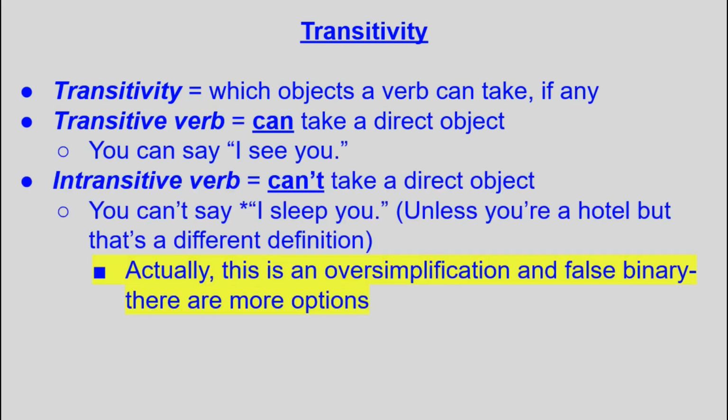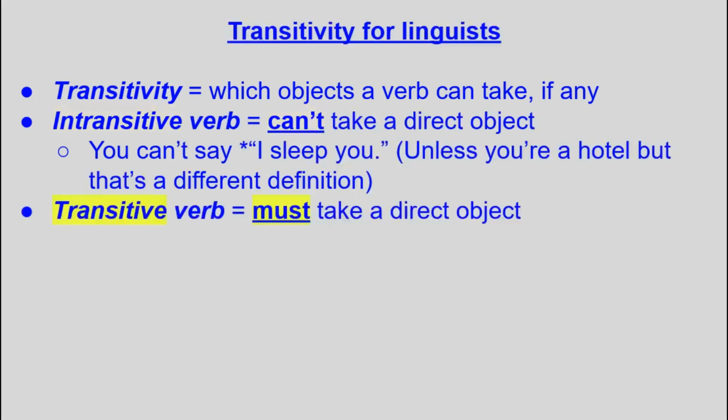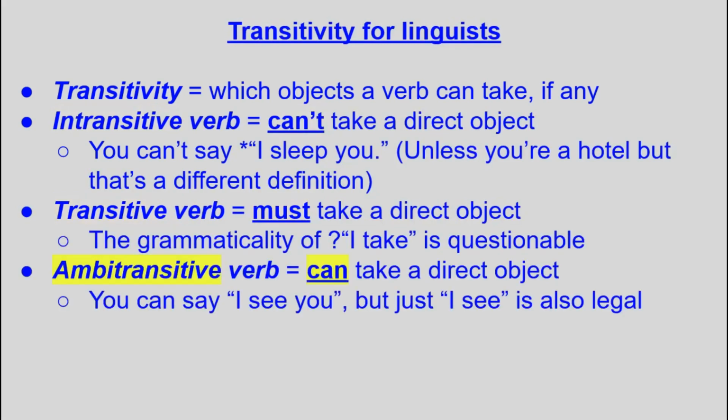However, as we're about to see, the tandem between transitive and intransitive is a simplification. The words we've introduced are actually a false binary. There are more of them. In more advanced linguistics jargon, while intransitive verbs still can't take a direct object, transitive verbs are actually required to take a direct object. Not giving them one would be either awkward or just wrong. Take is an example of a transitive verb under the strict definition. A verb like see would instead be called ambitransitive. It can take a direct object, but it doesn't have to.